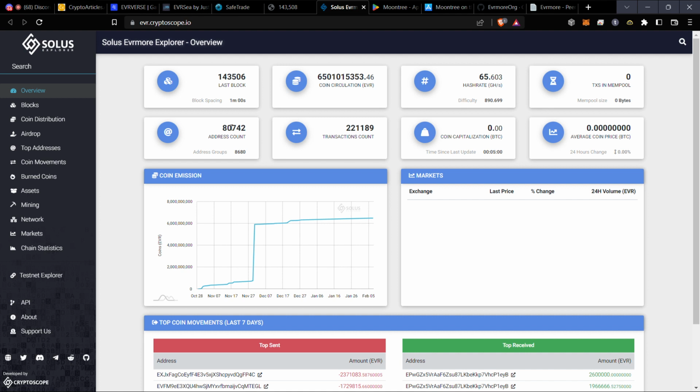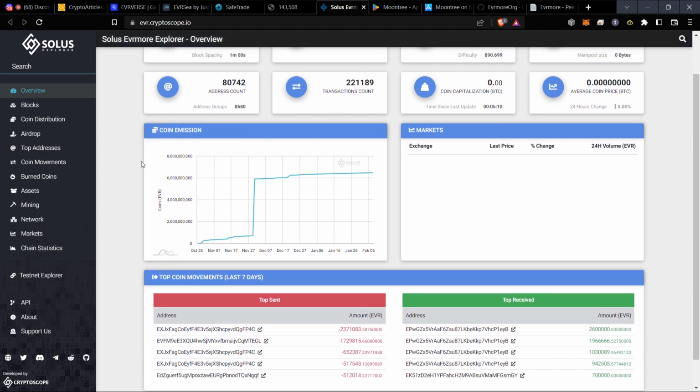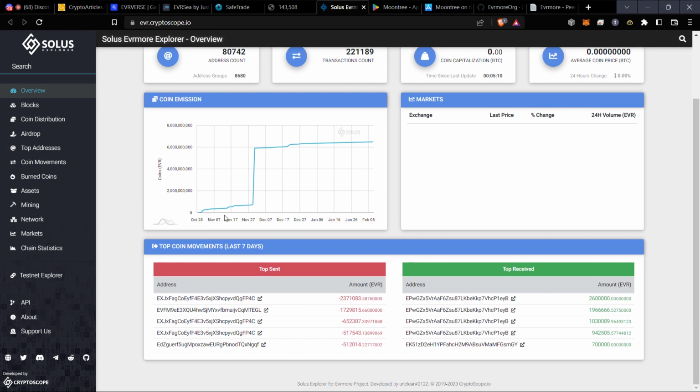There are currently 80,742 addresses, and 221,189 transactions to date. Okay. And coins emission, check this out. Whoa, this is interesting. How did that happen? Coins emission from what? I wonder what happened there. I want some explanation, some explaining to do here.